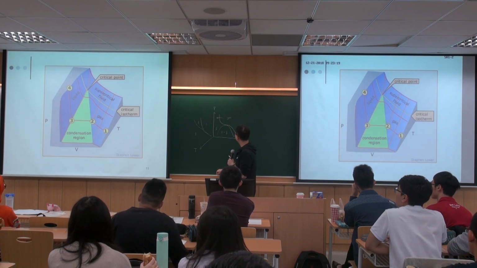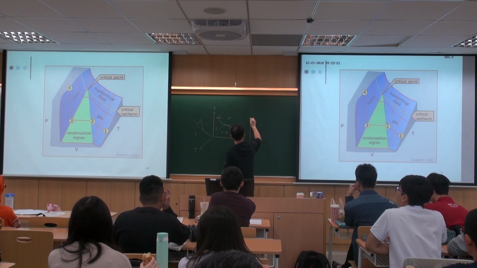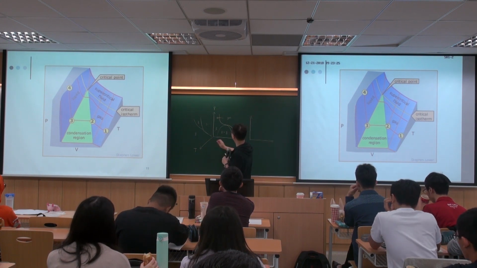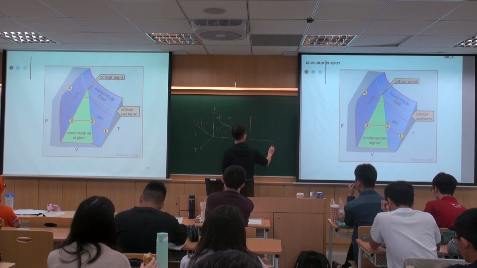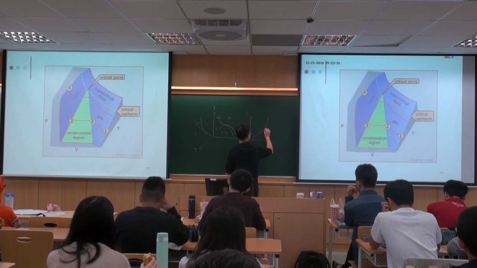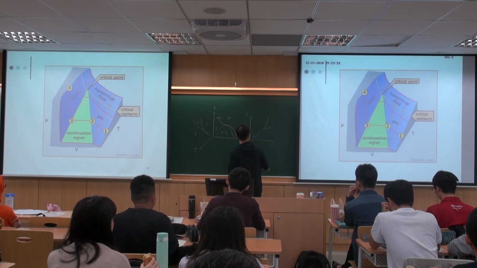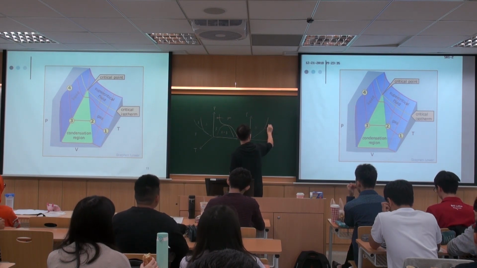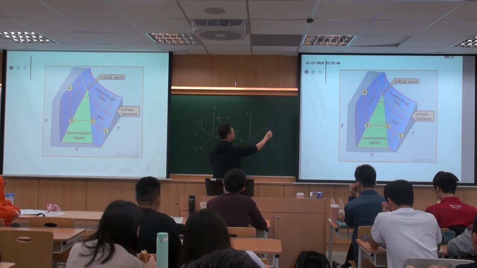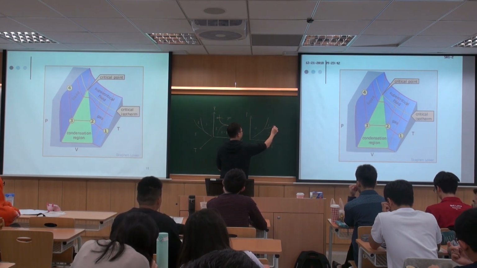In a newer version of the textbook, you'll see this PT plot like this, I think. So you have the solid phase, liquid phase, and gas. But actually, here is, for instance, the critical point.